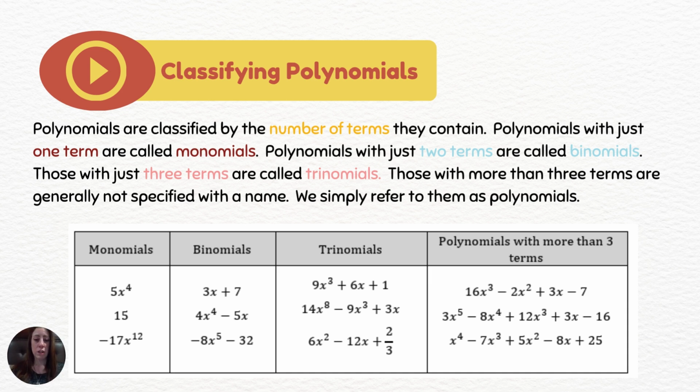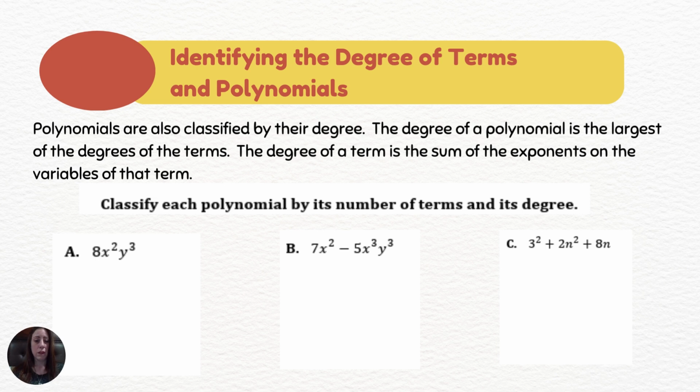I also try to emphasize by color coding that monomials only have one term, binomials have two terms, and trinomials have three terms. Next, I went over how we can identify the degree and the terms of a polynomial. Again, I reiterate that polynomials are classified by the degree. The degree of a polynomial is the largest of the degrees in each of the terms, and the degree of a term is the sum of the exponents on the variables of that term.